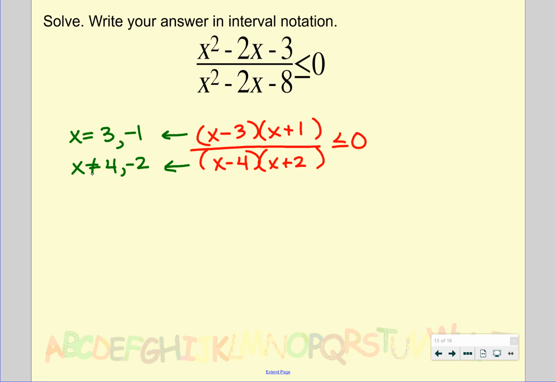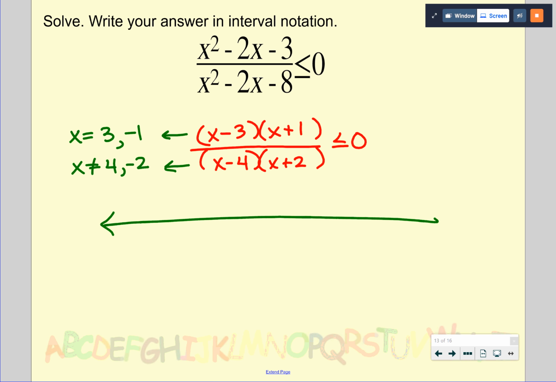No matter what that inequality sign says, where it's equal to, not equal to, at 4 and -2, if they appear in my answer, there must be a parentheses next to those because those are domain restrictions. All right, set up your number line. Make sure you put all your numbers in order here. -2, -1, 3, 4.